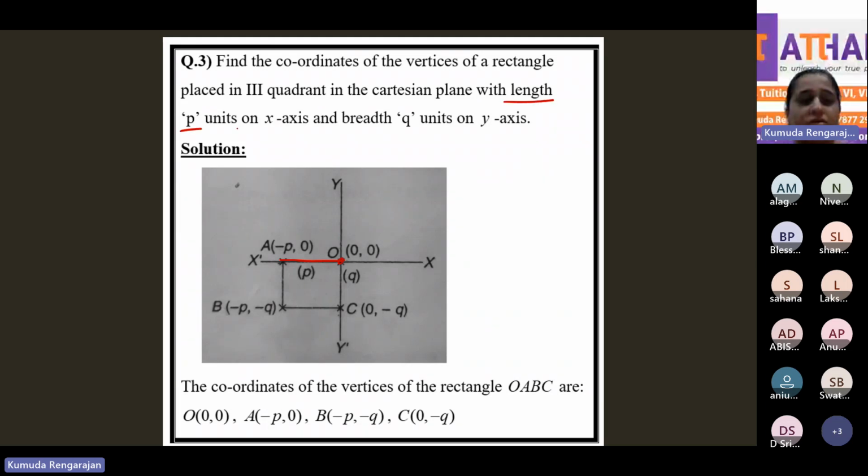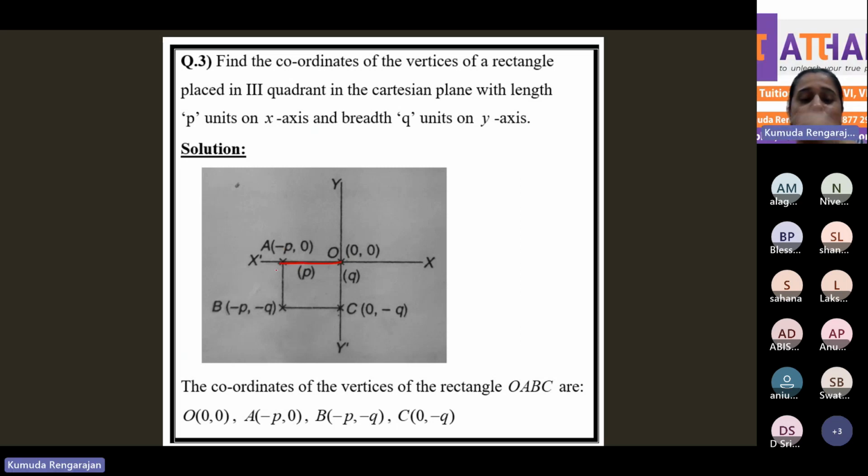Length, P units, on the x-axis. This is the x-axis. This is the length, P units from the origin. From the origin to this point is P units. That means this point is P, but since it's on the negative side of the x-axis, it's minus P. Supposing this length is 4 units. The length is 4, but this point which is here will be minus 4 because it's on the negative side of the x-axis.